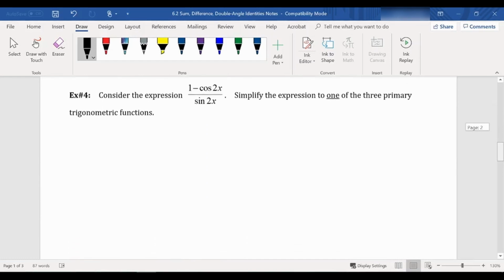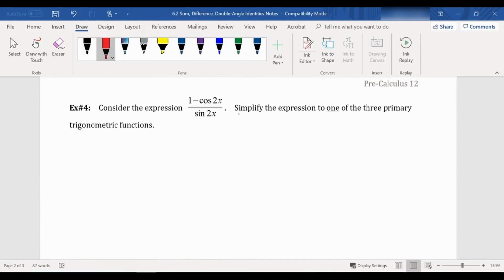So let's try some. If it says simplify, my first thing is I want to change everything to sine or cosine. Okay, and this one gives me a hint. It's one of the 3 primary trig functions that this is going to equal when we're done. So it should equal sine, cosine, or tangent. It gives you a bit of a hint as to what we're supposed to equal.